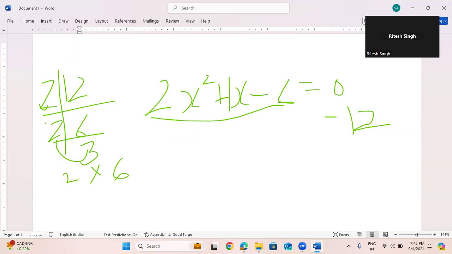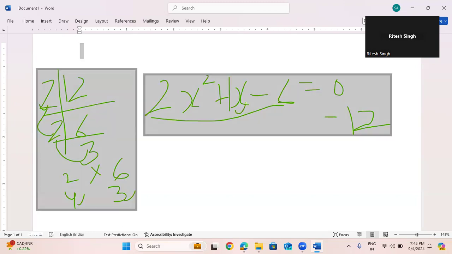Now what can we take? We can take 4 and 3. Right? So 4 and 3. Now it's okay. If I take 4x and minus 3x, it will be 1x. Right? So we have to take like that.